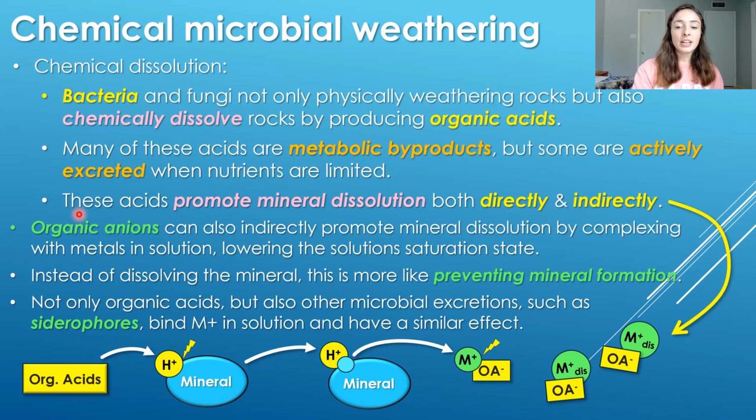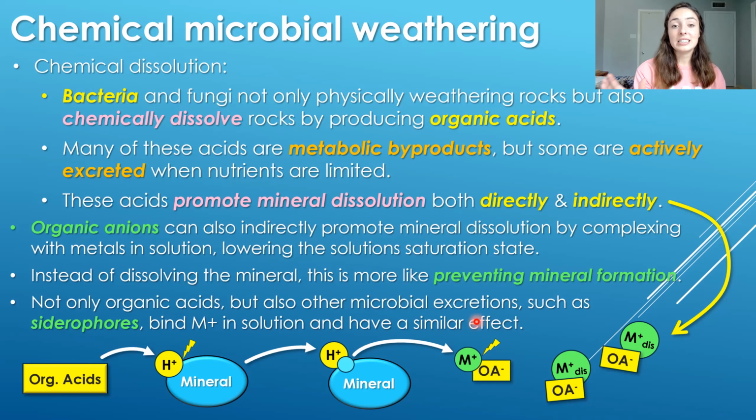However, these organic acids can also promote mineral dissolution indirectly, like we mentioned. So how does this work? Well, organic acids can complex metals in solution, lowering the solution's saturation state. Now, again, remember, there are also metal cations that are just dissolved in solution, and when you take up or complex or bind these metal cations, you're decreasing the saturation state of those ions in solution, therefore decreasing the likelihood that the mineral can form or nucleate from solution because you're just lowering the concentration of the dissolved ions in solution.